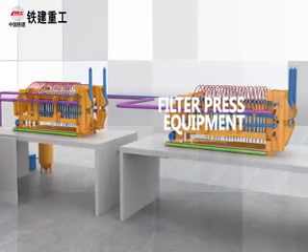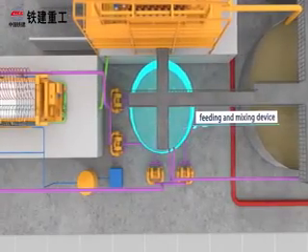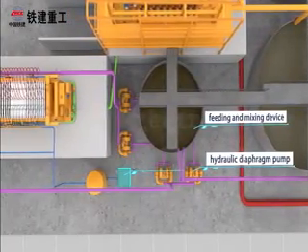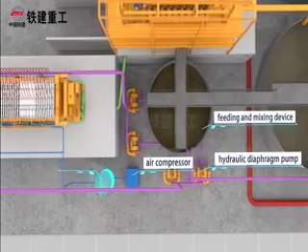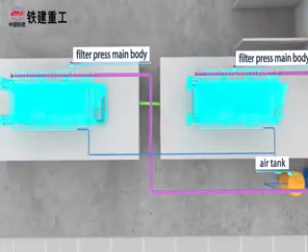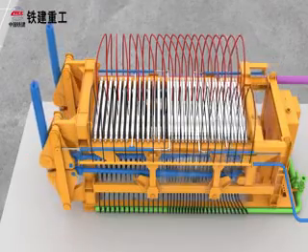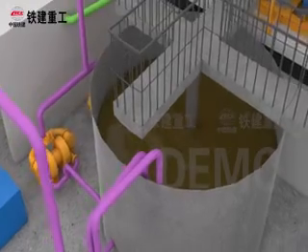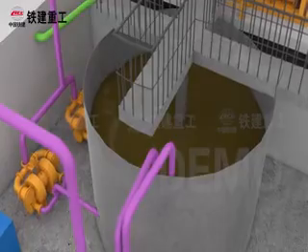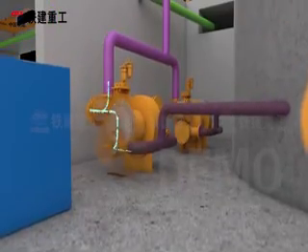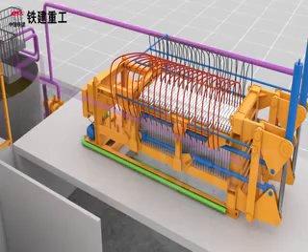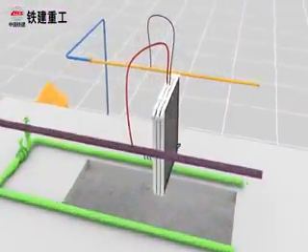Filter press equipment. The equipment consists of filter press, main body, hydraulic diaphragm pump, air compressor, air tank, feeding and mixing device. The slurry condensed by the slurry adjustment equipment is pumped from the low pressure of the hydraulic diaphragm pump to the filter chamber.